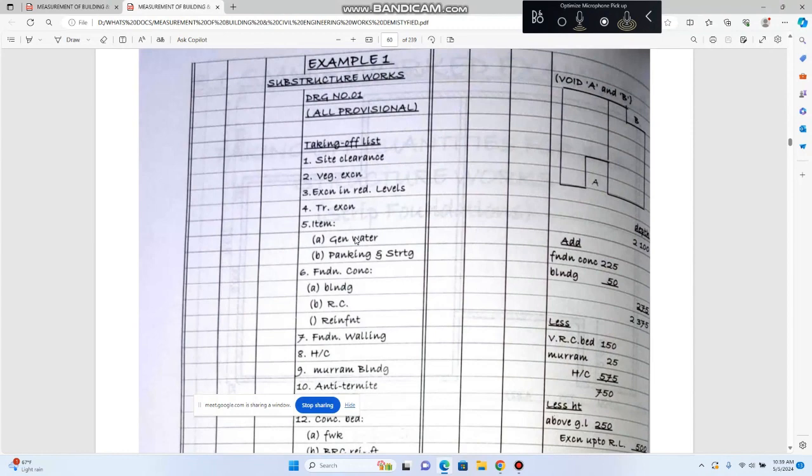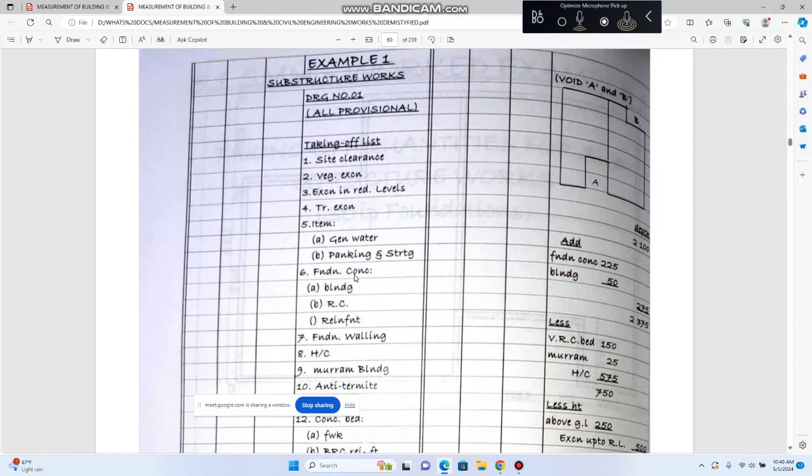Now, when we are taking off, because taking off is measuring, and these items cannot be measured from the drawings, general water and planking and strutting, what we write is item. That is why you see they have written item. Then when we come to the BQ, we will allocate an amount, say 50,000 to remove the general water, say 80,000 for planking and strutting, a reasonable approximate amount.